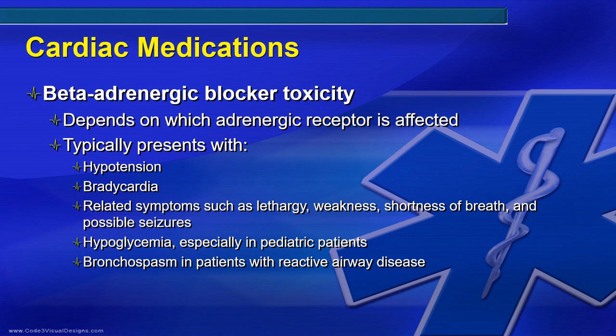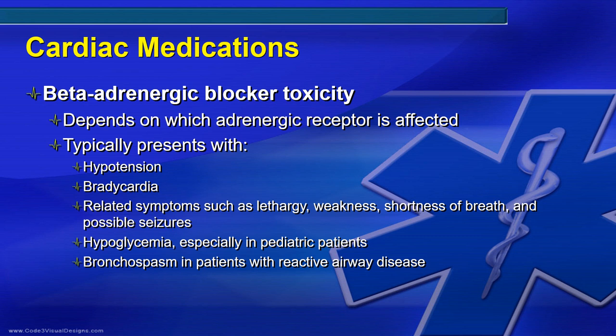Beta-adrenergic blocker toxicity. The effects of beta blocker toxicity are going to depend on which adrenergic receptor is affected, beta 1 or beta 2 receptors. Beta 1 have the cardiac effects, whereas beta 2 have effects within the lungs and within the peripheral vascular system.